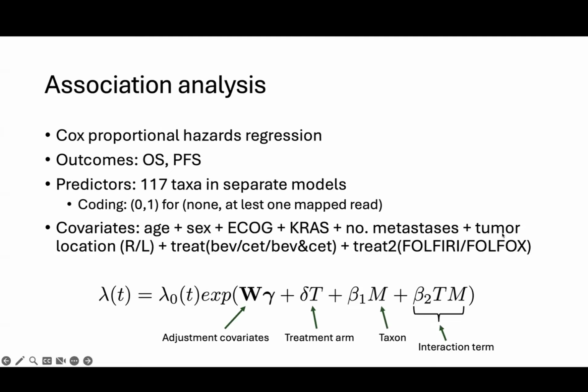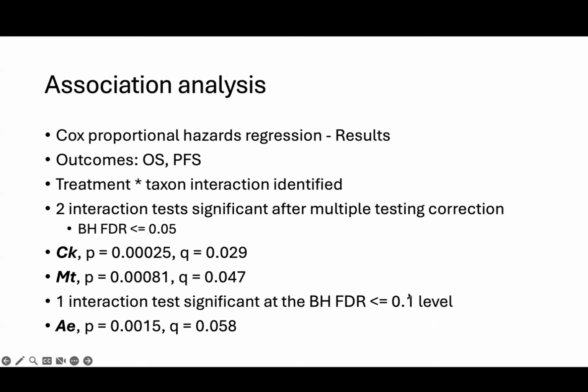So I fit an interaction term here to look at that, and this generated several interesting taxa. Two of which met an FDR correction level of 0.05 that I'm just calling CK and MT, and the other that was close at an FDR level of 0.058.